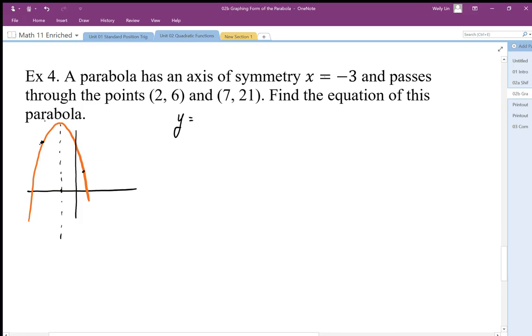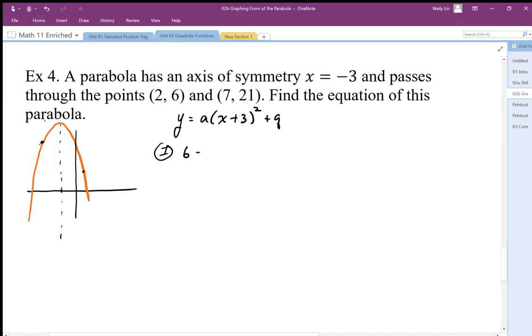So I'm going to go y equals a, I don't know a, but I do know the p value, so I'm going to go (x + 3) squared, make sure you use a squared, plus q. That's all I know so far, and I have 2 unknown values. I do know that I can plug these coordinates into x and y. But if I plug 1 in, I still have 2 unknowns. If I have 2 unknowns, you should think right away, I need 2 equations to solve this as a system. So I'm going to set up my 2 equations by plugging in my 2 coordinates.